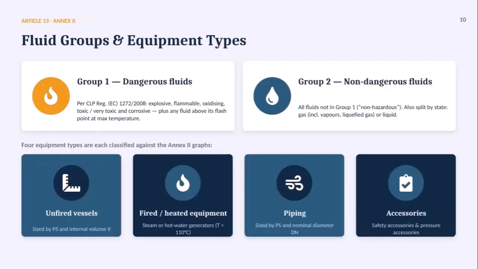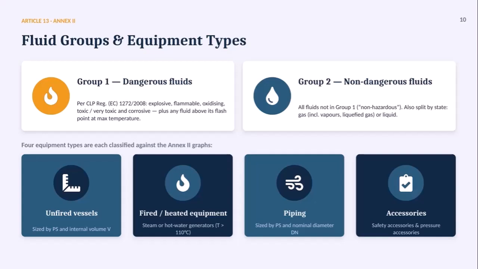Here, we're looking at Article 13, Annex 2, which details the classification of fluid groups and types of equipment. First, let's consider the 2 main fluid groups. Group 1 includes dangerous fluids, as defined by the classification, labeling and packaging regulation, fluids that are explosive, flammable, oxidizing, toxic or very toxic, and corrosive. Also included here are any fluids that are above their flash point at the maximum operating temperature. Essentially, this group covers all fluids that pose a significant hazard.